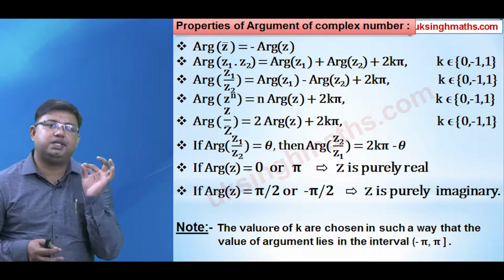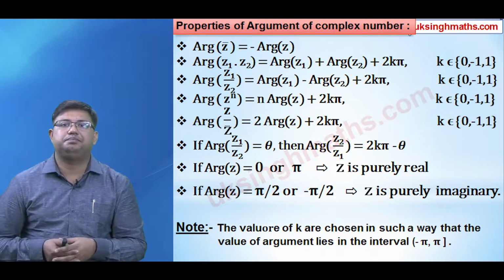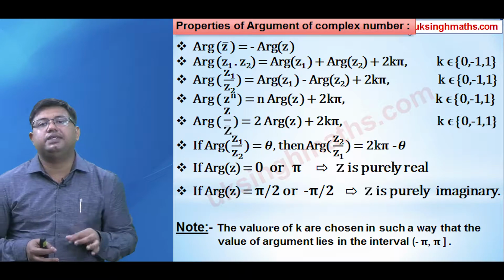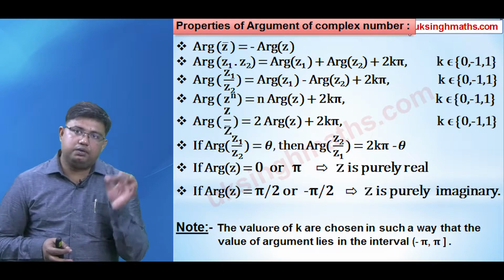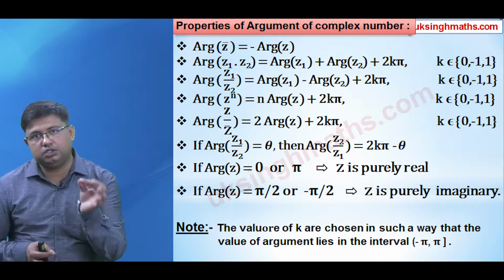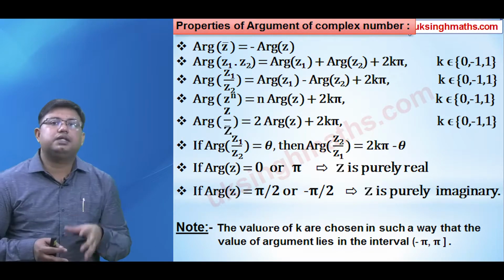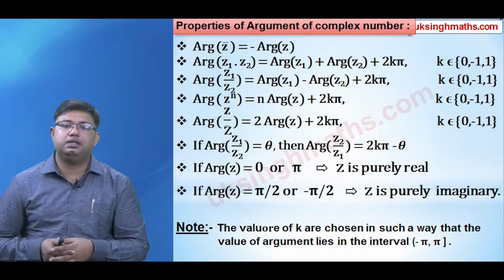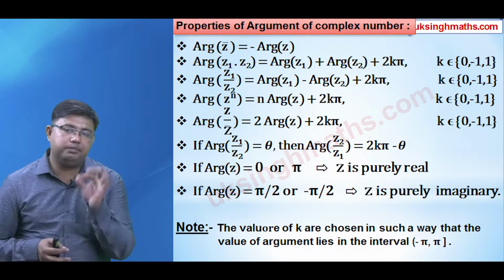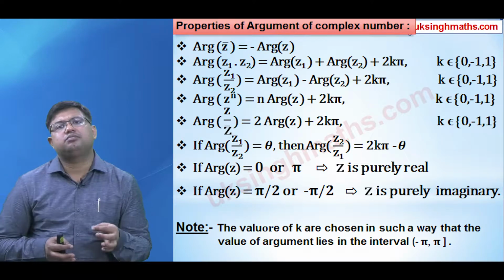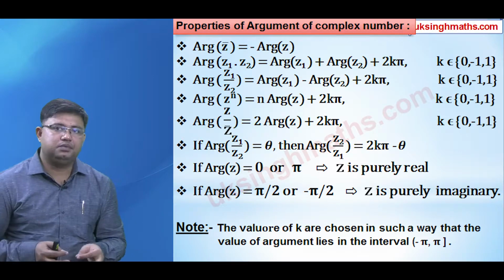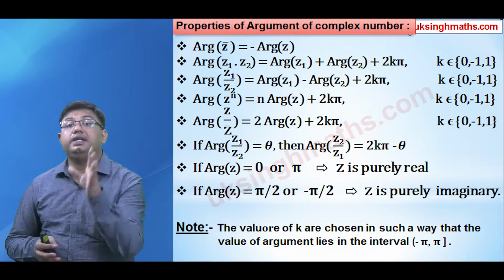If argument of z1 by z2 is equal to theta, then argument of z2 by z1 is given as 2k pi minus theta. If the argument of z equal to 0 or pi, then the complex number z is purely real. Similarly, if the argument of a complex number z is pi by 2 or minus pi by 2, then the complex number is purely imaginary.